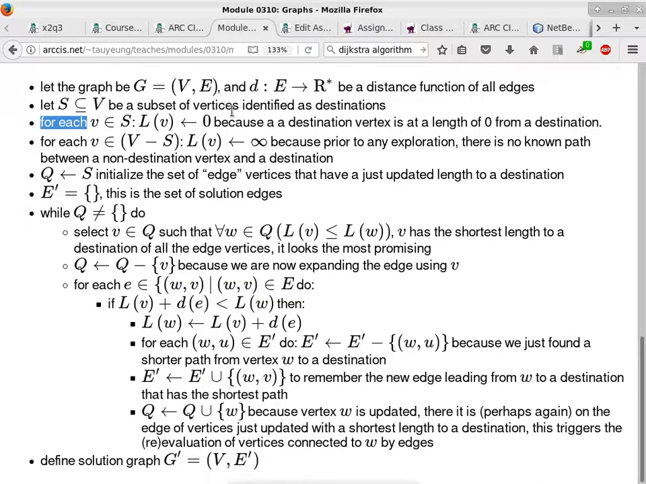It is the length of the shortest path from a vertex V to a destination. Is that okay? If V is a location in the park, this is basically saying how far is the closest bathroom. Now initially, if you're already in a bathroom, the length of the shortest path to a bathroom is 0 because you're in the bathroom already.